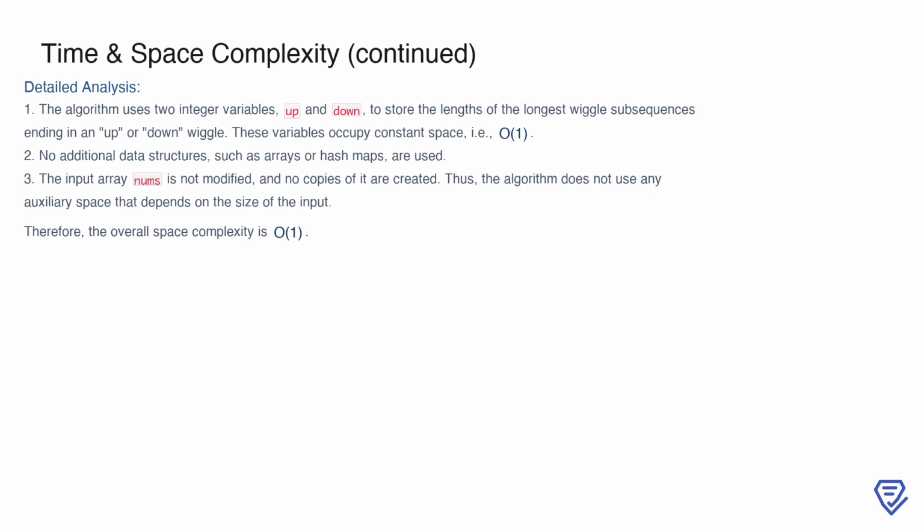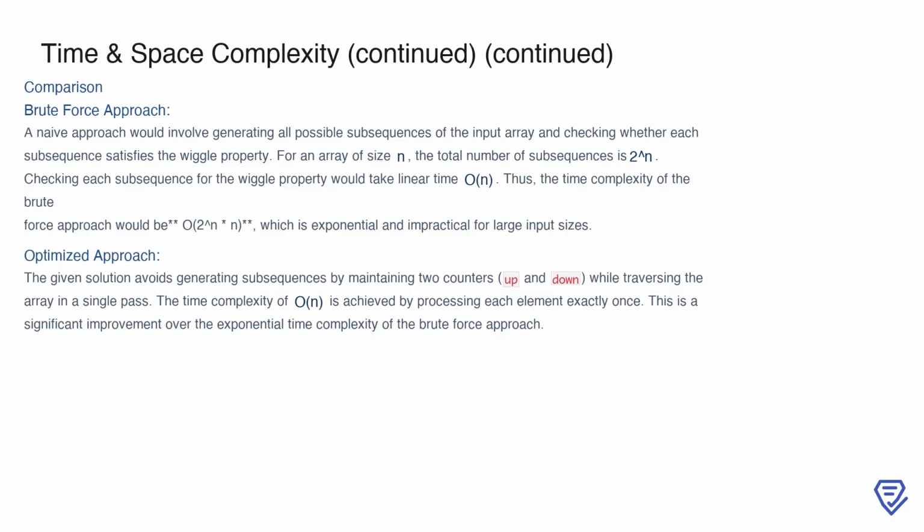In terms of space complexity, the algorithm is very efficient. These variables require constant space, O(1). As a result, the algorithm does not use any auxiliary space that grows with the size of the input. When compared to a brute force approach, the efficiency becomes even more apparent. A naive solution would involve generating all possible subsequences of the input array, which grows exponentially with the size of the array, requiring O(2^n) space just to store those subsequences.